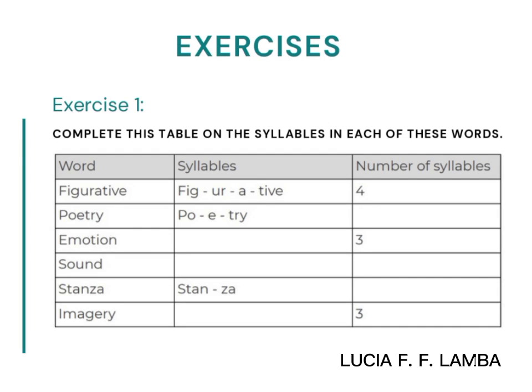Okay, now we come to the exercise. The first exercise is to complete this table on the syllables in each of these words. So there are some examples. The first one is figurative. The syllables are fig-u-ra-tive, and the number of syllables is 4. Poetry, and the number of syllables we can write down in the column. This is a simple exercise, and I will give you time to complete the table.